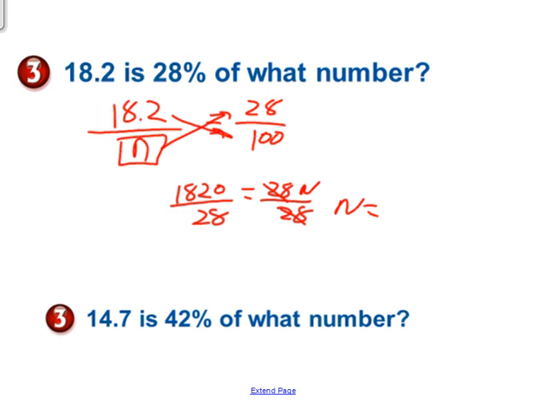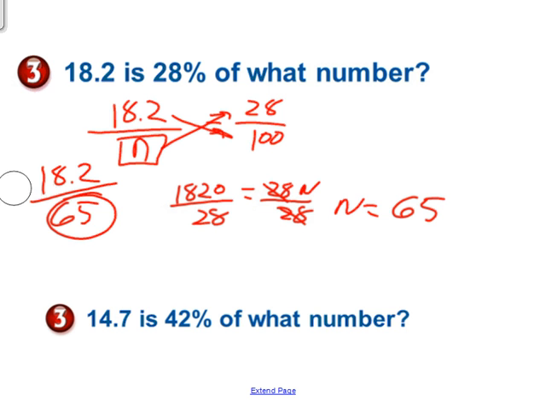N then is equal to 1820 divided by 28, and that comes out to be 65. So 18.2 is 28% of 65. Looking at the bottom one here, please do that one as an example. Come back and check your notes.